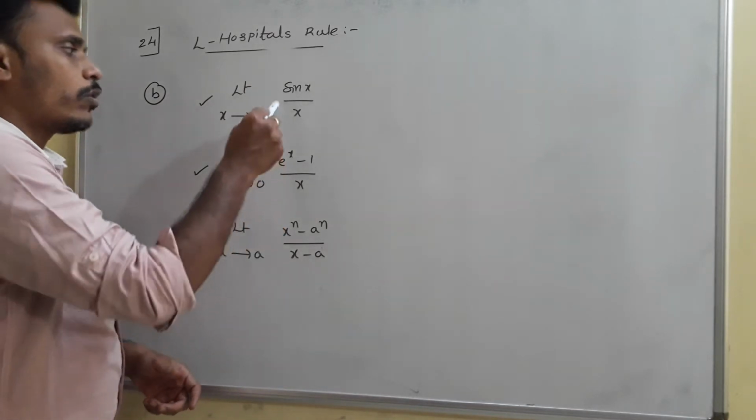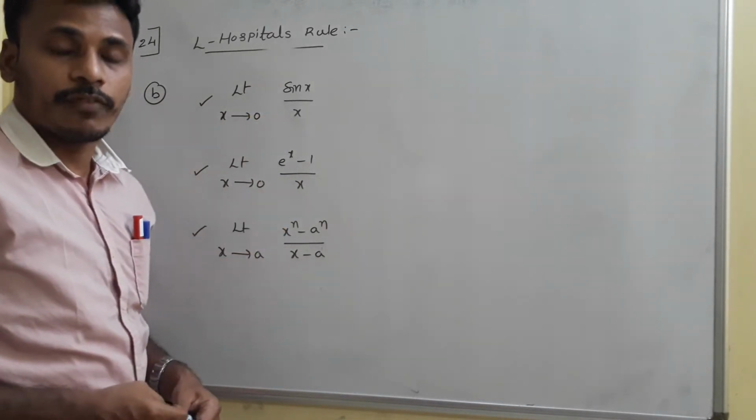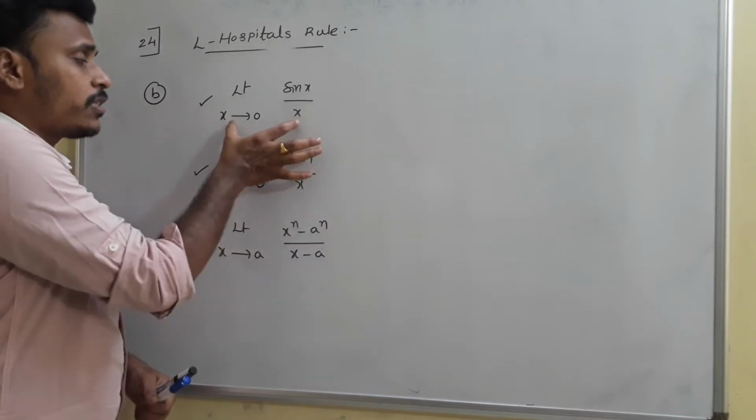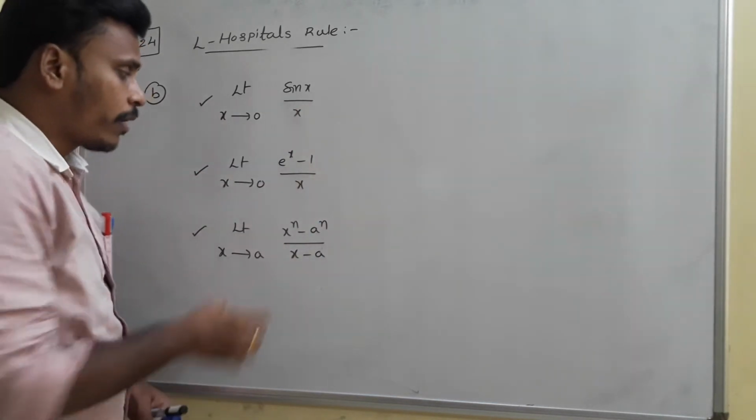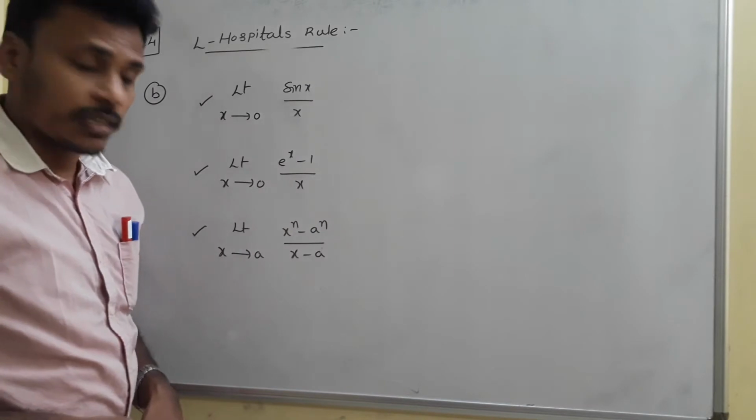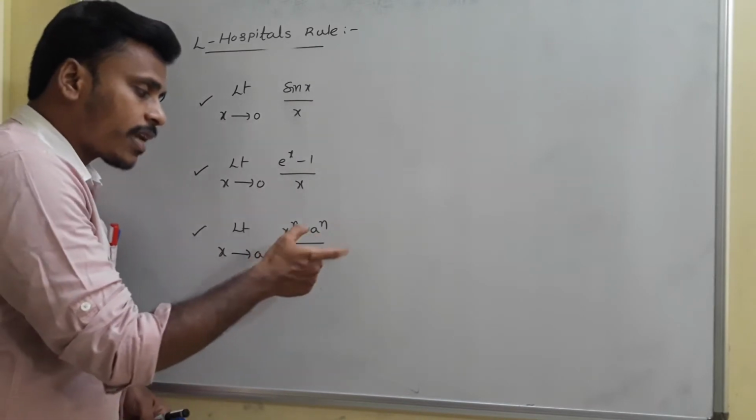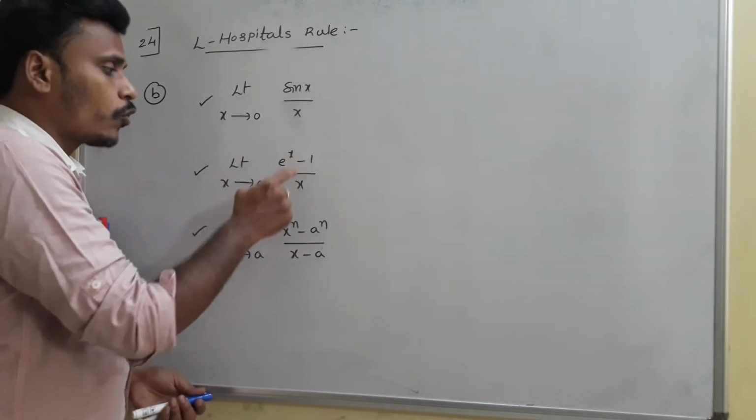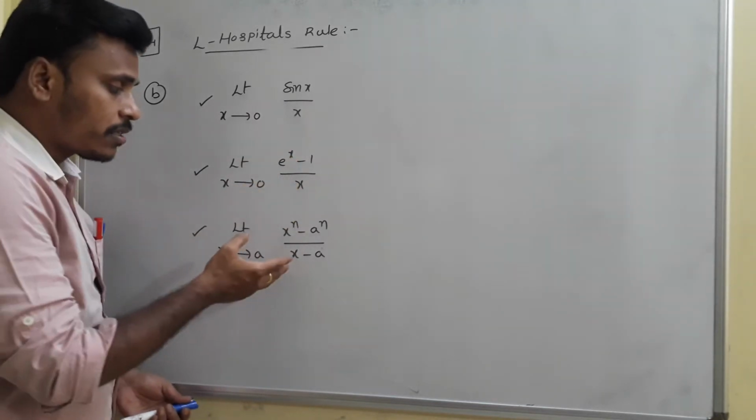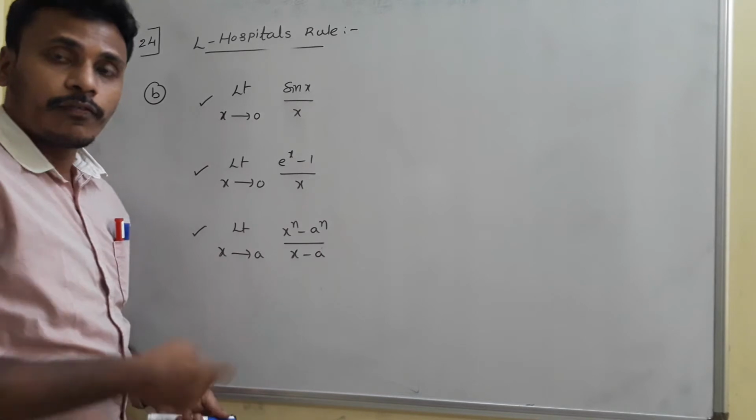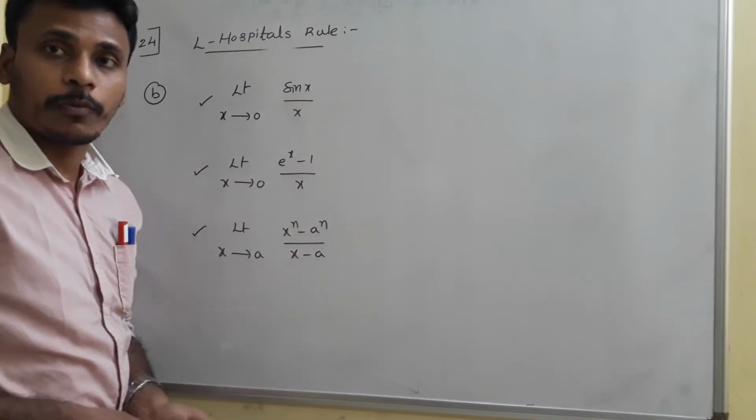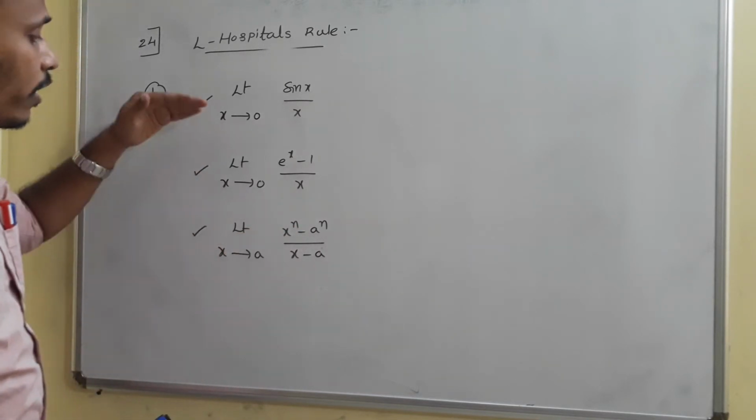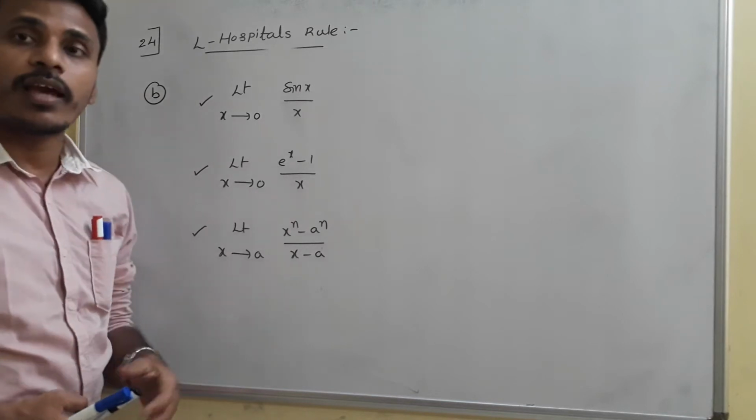Already we know the answers for these limits in standard limits. This is a standard limit and its answer is 1. This is a standard result and its answer is 1. This is again a standard result and its answer is 1. We know all these things. We solved these two using series expansion, and this is again using the factorization of x power n minus a power n. But now I am just trying to find out these answers using L'Hospital rule.